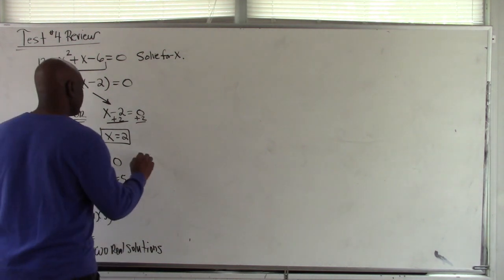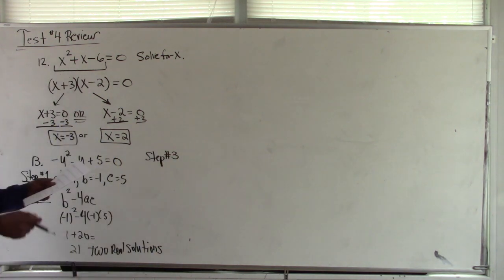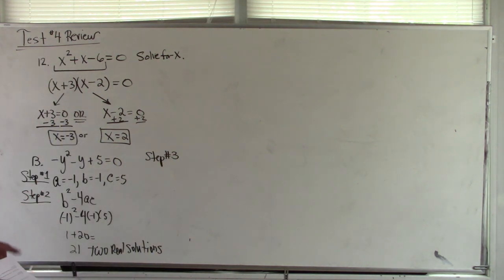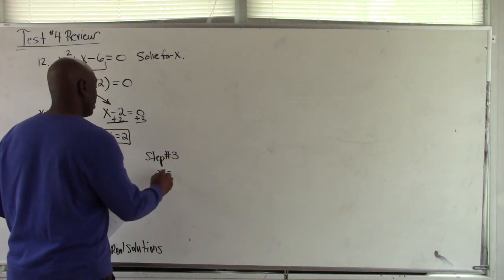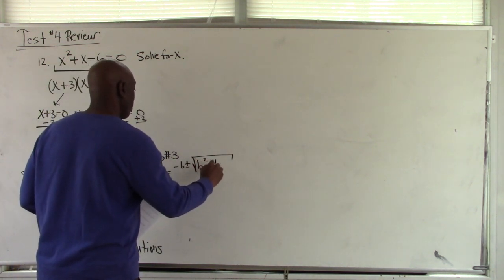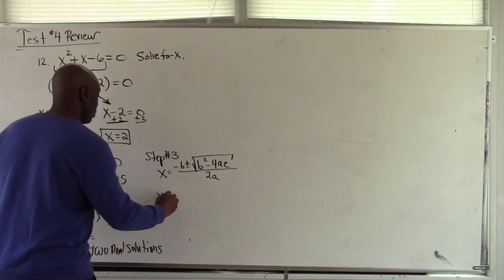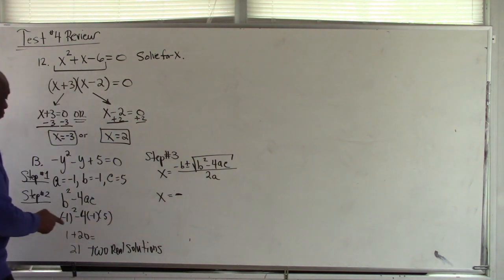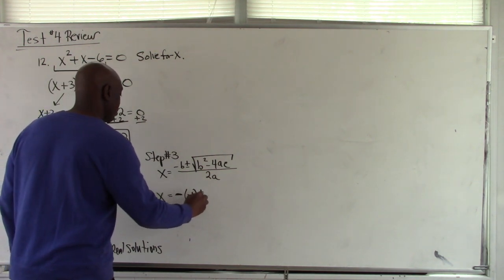Step 3. Step 3, use the quadratic formula to find what the solutions are. So what are the actual solutions? Since there are 2 real solutions, what are they? Alright, well, let's see. x equals negative b plus or minus the square root of b squared minus 4ac, all divided by 2a. So x is going to equal the negative of, well, what is b? b is negative 1. The negative of negative 1 plus or minus the square root.